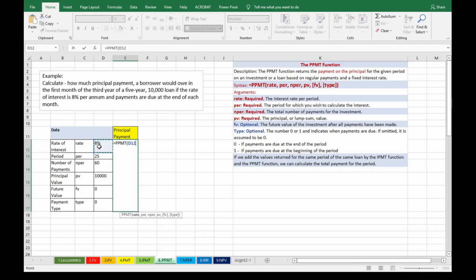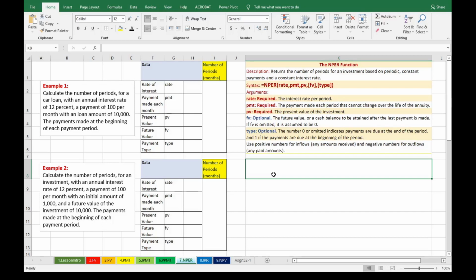Rate is 8% divided by 12. Then PER is 25, NPER is 60, PV is 10,000. FV is 0, we can omit it or put as 0, and payment type is 0. So we got the value principal payment of 159.63.